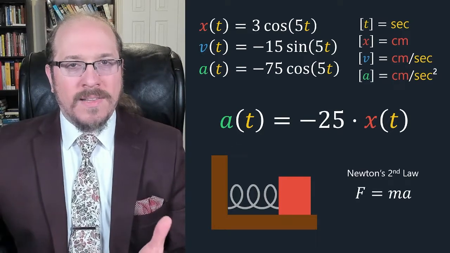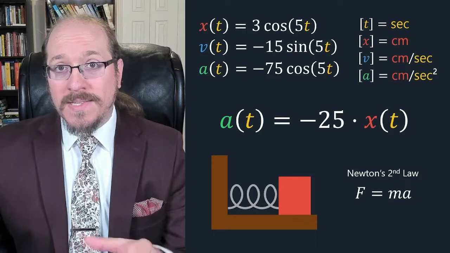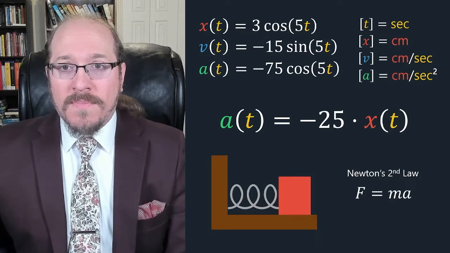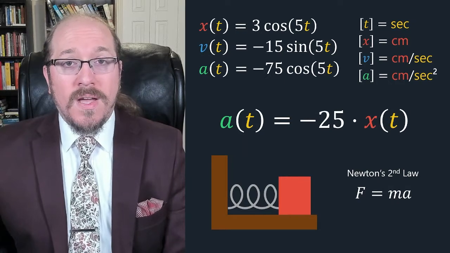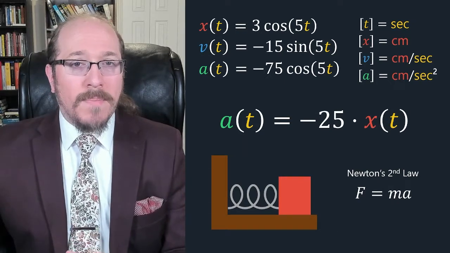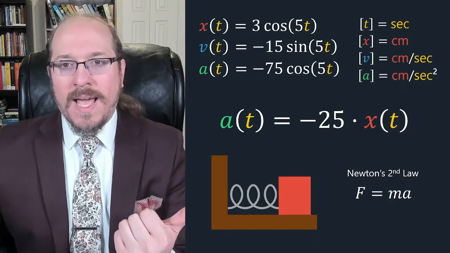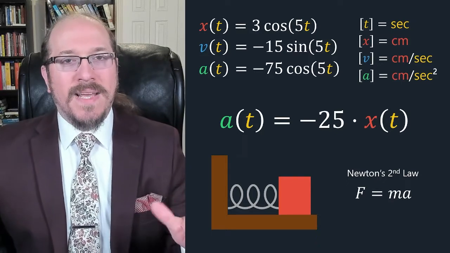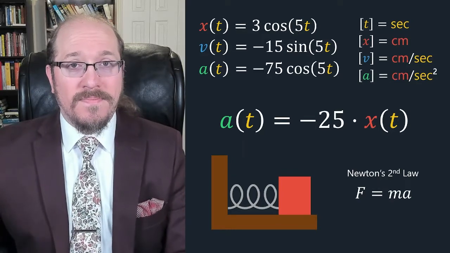Since Newton's second law says that force, net force, is equal to mass times acceleration, that means you can often think of acceleration in terms of force. A positive acceleration means the net force is trying to push the object in the positive direction, and a negative acceleration means the net force is trying to push the object in the negative direction.